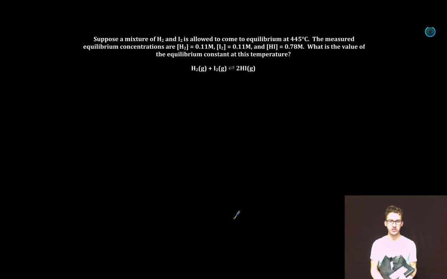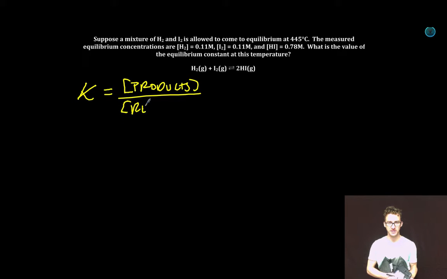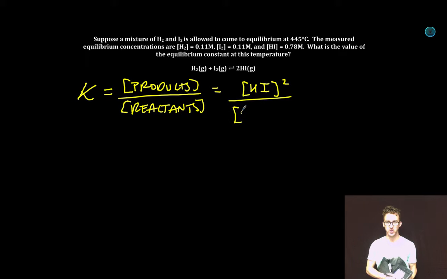Let's do some quick equilibrium constant practice problems. Suppose a mixture of H2 and I2 is allowed to come to equilibrium at 445 degrees Celsius. The measured equilibrium concentrations are hydrogen concentration, 0.11 molar, iodine concentration, 0.11 molar, and hydrogen iodide concentration, 0.78 molar. What is the value of the equilibrium constant at this temperature? Equilibrium constant, big K, equals concentration of products over concentration of reactants. This equation: concentration of HI squared over concentration I2 to the first times concentration H2 to the first.